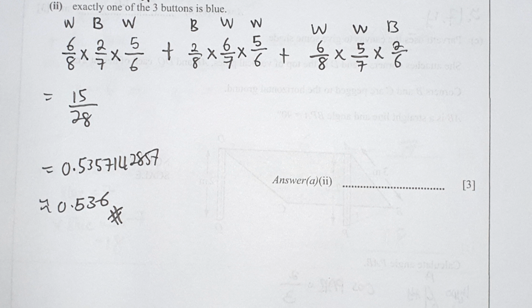As for part 2, exactly one of the 3 buttons is blue. Which means that I can write down these three possibilities, which are white, blue, white; blue, white, white; and white, white, blue. After arranging their respective fractions, multiplied together, corrected to three significant figures, you should get the result as 0.536.